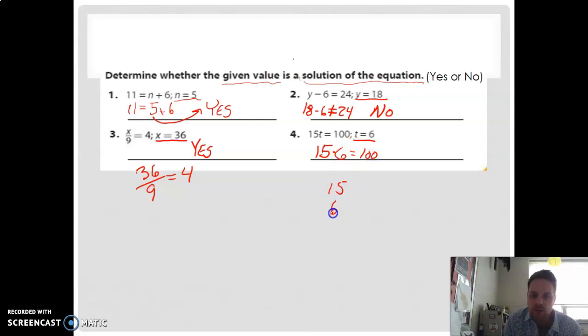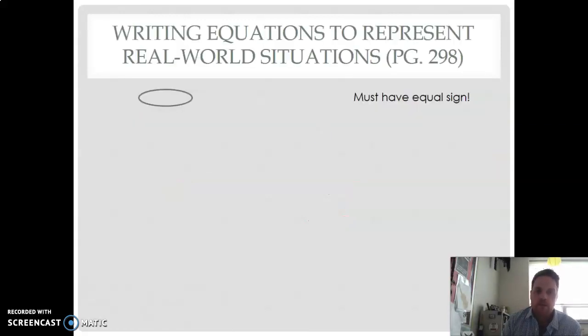15 times 6. 6 times 5 is 30, carry 3. 6 times 1, 90. Whoop, no way. That is not equal. So in this case, the answer would be no. So finding solutions to equations is really just taking the value of the variable they give us, plugging it in and saying, yep, it's going to make the equation true, or no, it is not going to make the equation true. Okay?